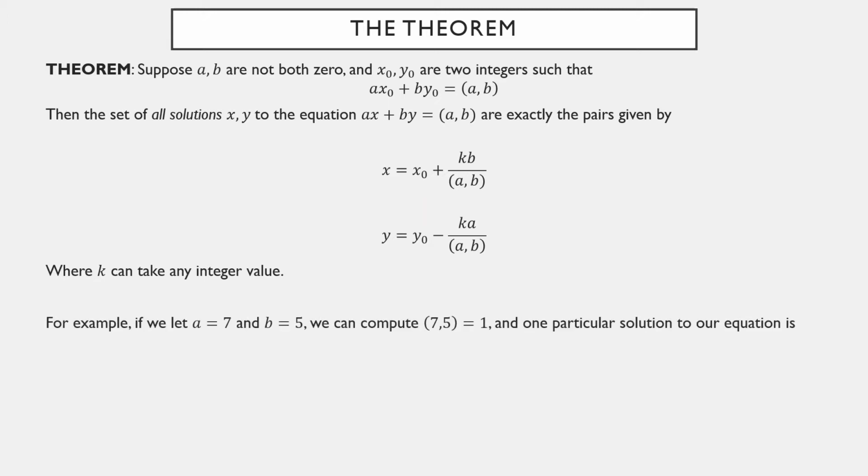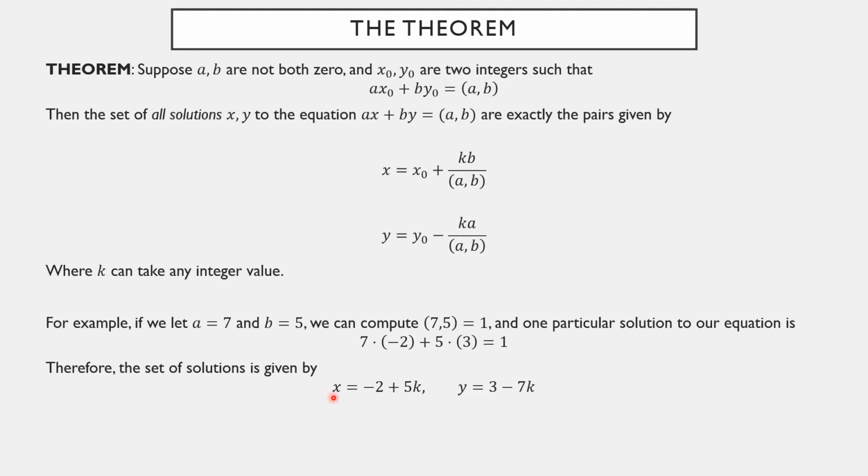So for example, suppose a is 7 and b is 5. The GCD is 1, that's a quick computation. Can I get 7 times something plus 5 times something else to equal the GCD? Yes. 7 times negative 2 plus 5 times 3 is equal to 1, and I found that just by sitting and thinking about it for a bit. Then the set of all solutions, well, notice, if I let a be 7, then here is one particular x0, negative 2, and b is 5, so here is one particular y0, 3.